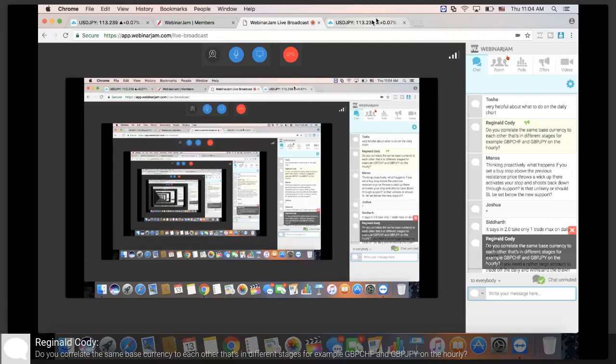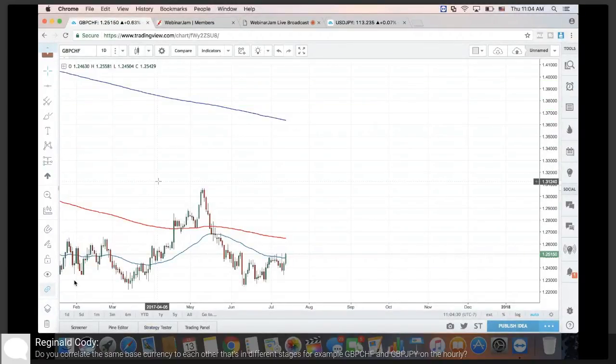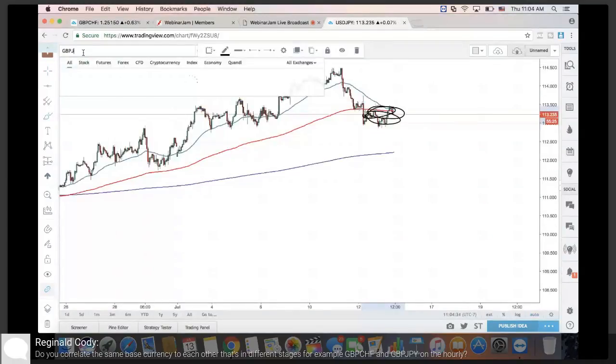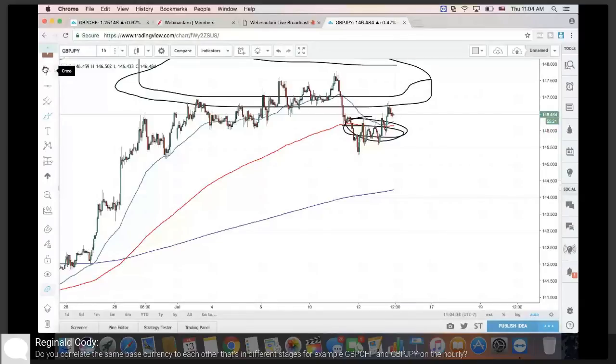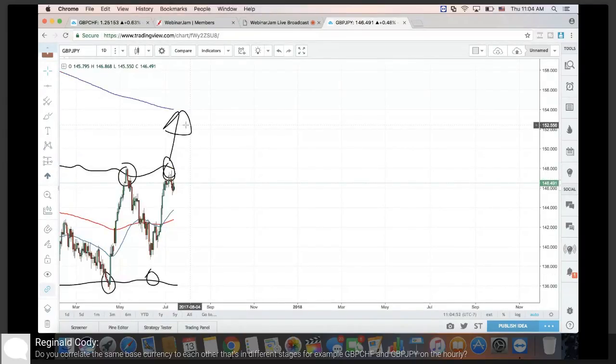Now, I'll pull up both of those charts. It was GBP CHF and GBP JPY. And they're asking, do I correlate the two base currencies? So the base currency on this would be the GBP. Now, I do to some extent, but I only do it on the majors.